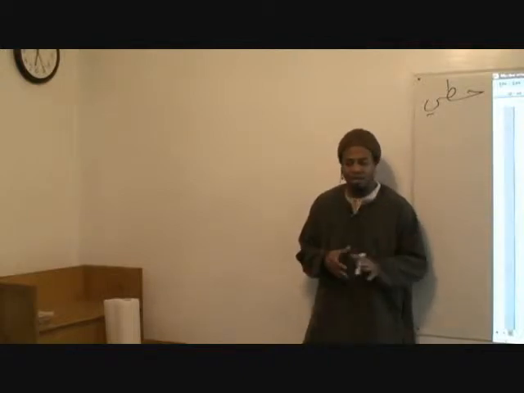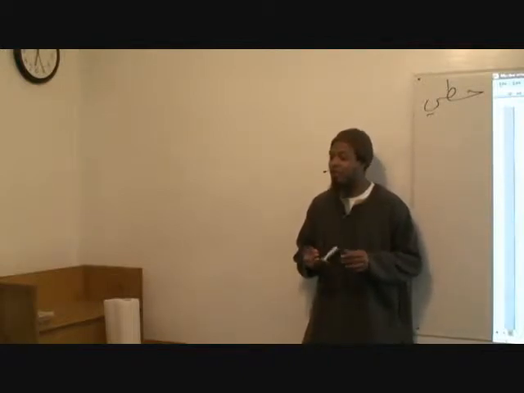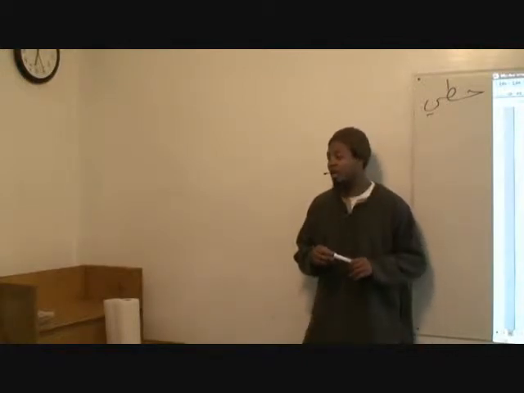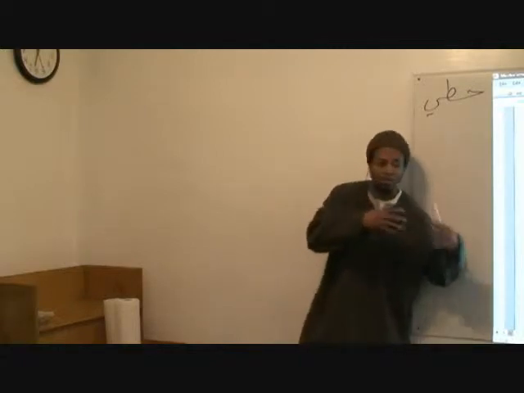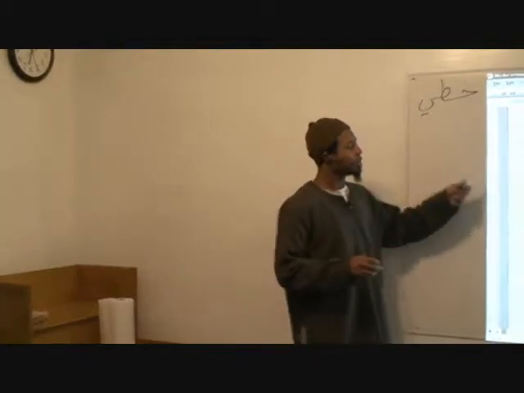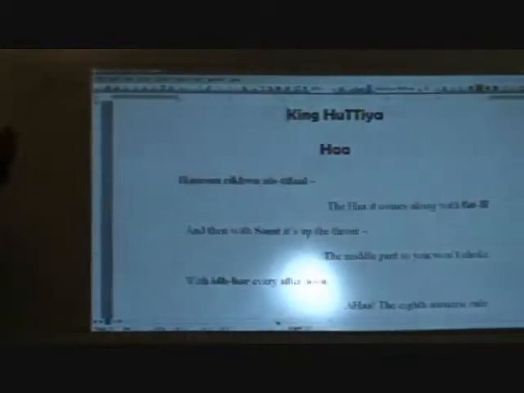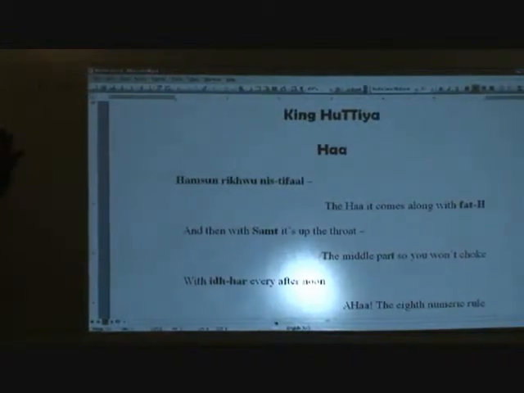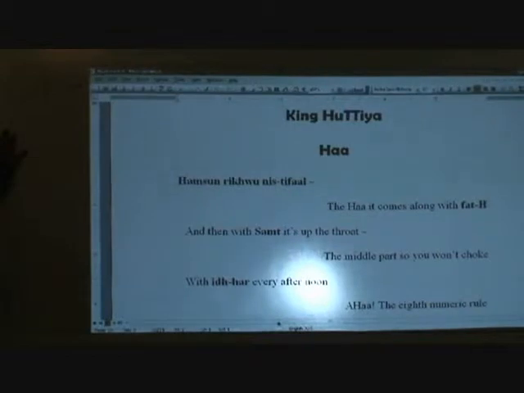And the reason why we have to be conscious is because it is the speech of Allah. It's the speech of Allah that we're dealing with. The Qur'an and Arabic is the reason we're learning it, so we can know the Qur'an first and foremost and understand what Allah subhanahu wa ta'ala is saying to us. So let's go up. It says, ha. Hamsun rikhun istifal. The ha comes along with fat and then with something up the throat, the middle part, so you won't choke. With idhar, the eighth numeric rule.